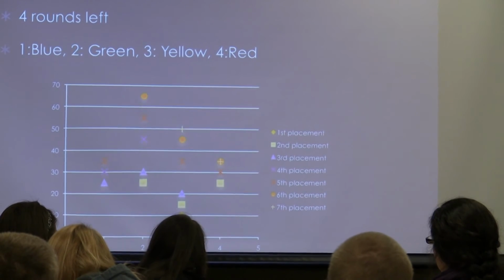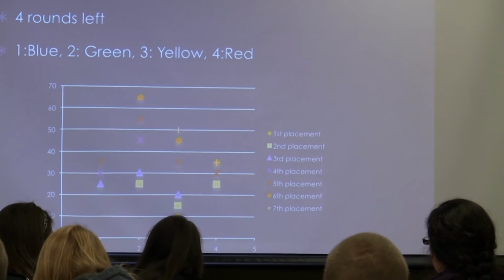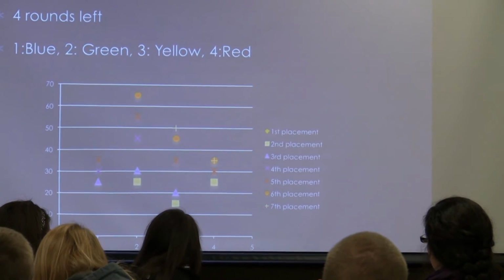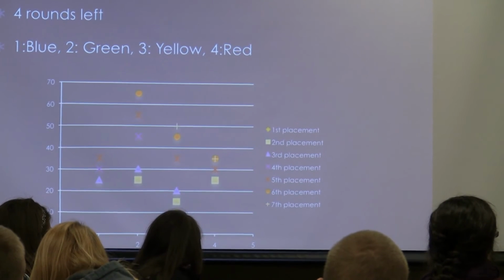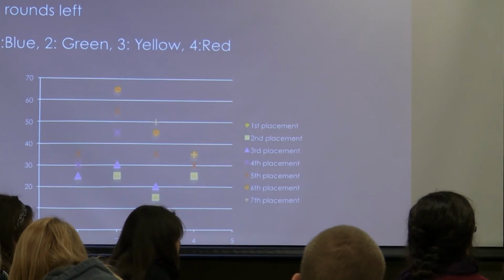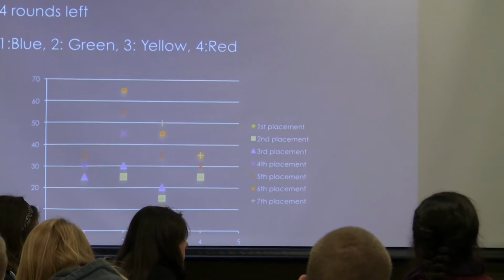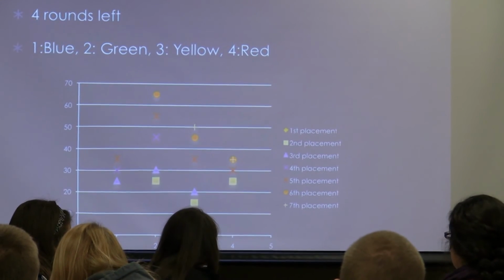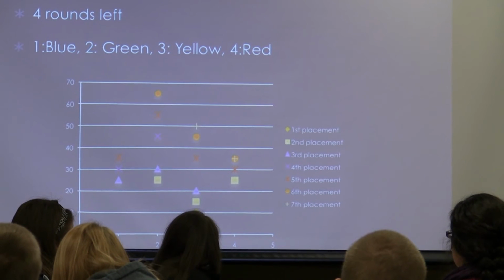The legend over on the side is organized by 1st through 7th placement. Usually we would organize it by these numbers on here, the indicator levels, from -20 all the way up to 70. But because they vary so much, there would be too many different symbols, so we just label them the 1st through 7th placement.